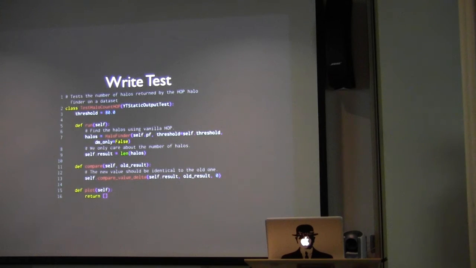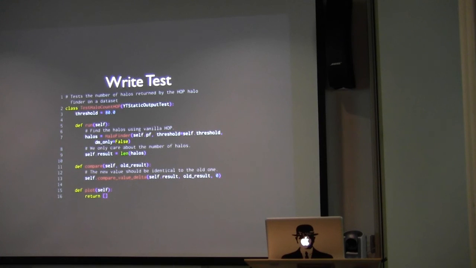And then compare, the second function, is saying, what's the criterion I'm looking for? Well, I want to make sure that the new result and the old result have no changes. That's what the 0 is here. And then finally, the plot. I'm not plotting the number of halos. That would not be a very interesting plot. So it just returns nothing.